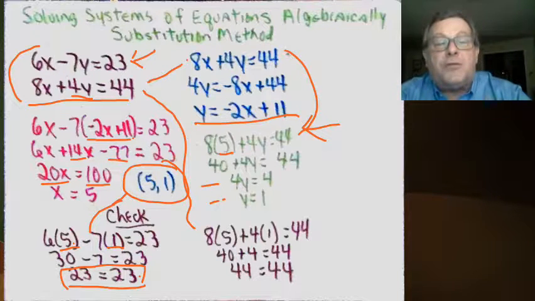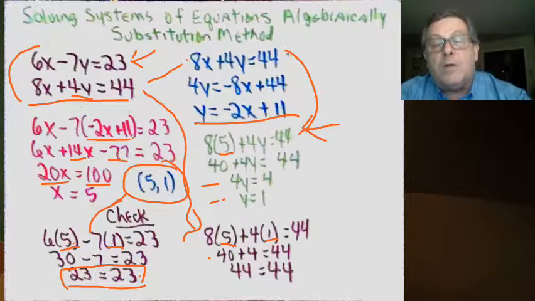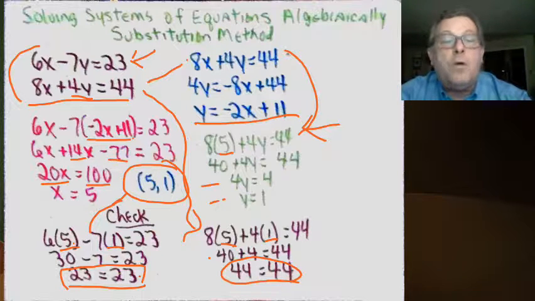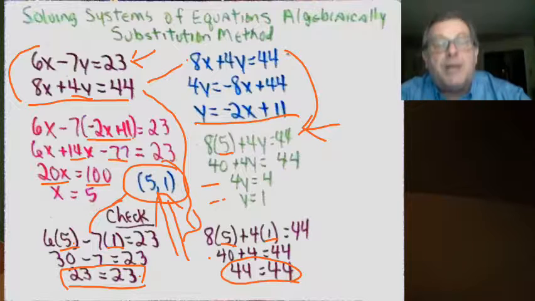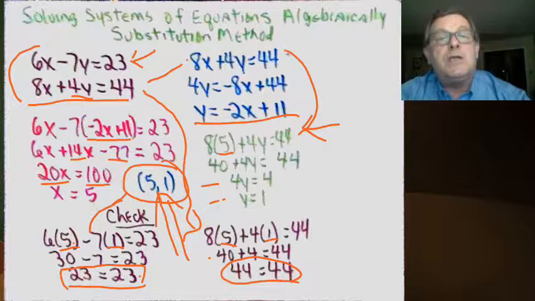Now I go into the second equation here, and I'm going to do the same thing. I'm going to substitute in 5 for x, 1 for y. Well, 8 times 5 is 40. 4 times 1 is 4. 40 plus 4 equals 44, and 44 does equal 44. And so my little solution set here of 5 and 1 proves true in both equations. I have solved the system of equations algebraically with a solution set of 5 and 1 using the substitution method.